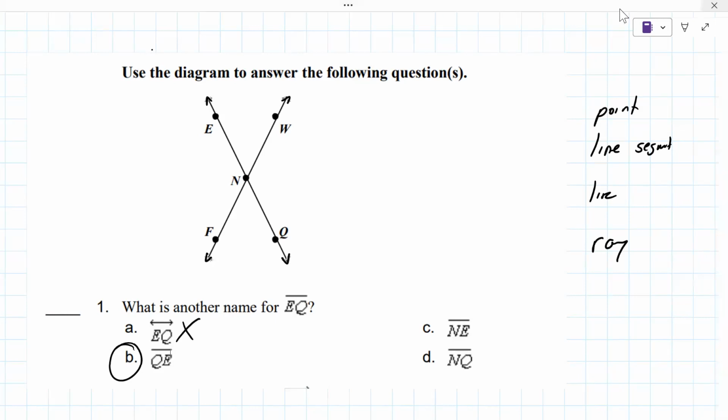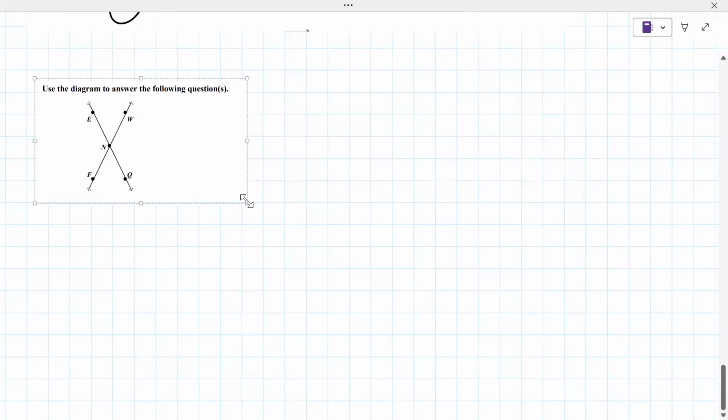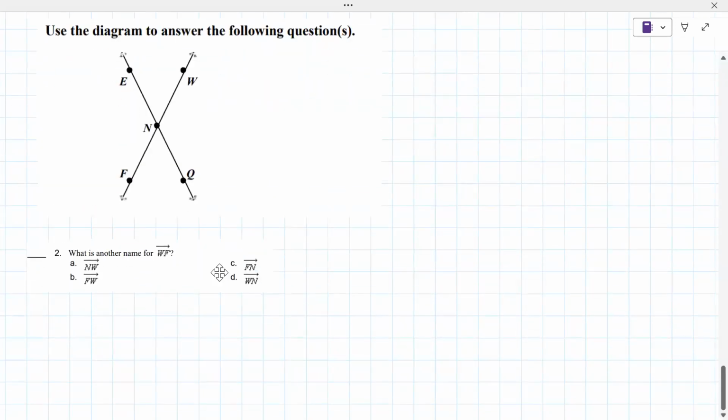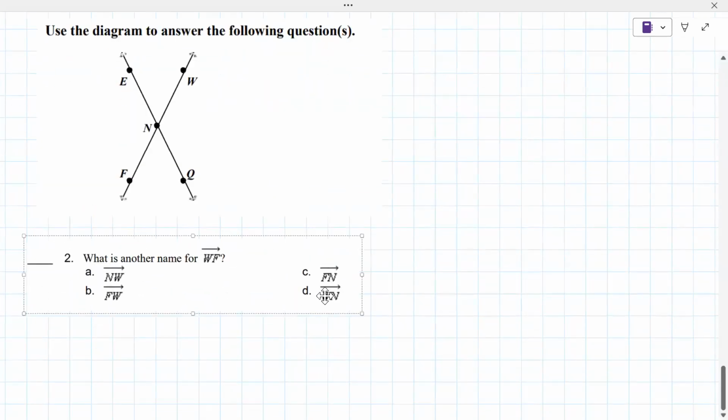Right. So let me grab the diagram one more time. Got another question here we can ask. Okay. So what is another name for this? Can you tell me what word goes with this symbol above the letters?